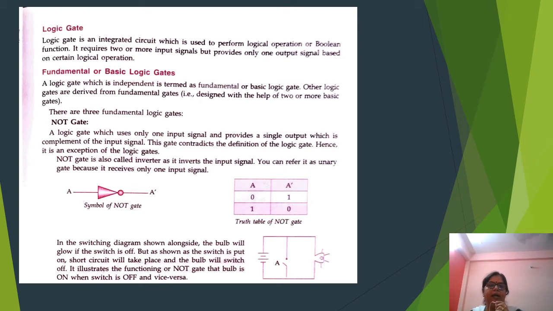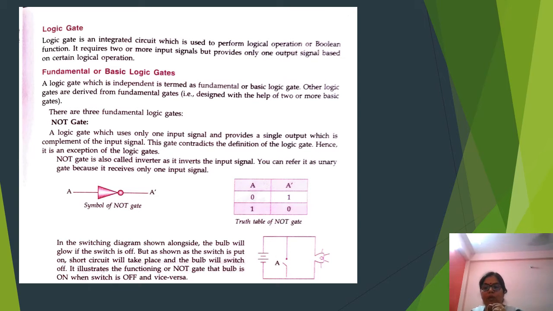Logic gate, as we all know, is an integrated circuit which is used to perform logical operations or Boolean functions. It requires two or more input signals but provides only one output signal based on certain logical operations. In a logic gate, students, a circuit is made to perform some logical operations. How are we going to solve it? With the help of Boolean functions. In this we require two or more input signals, but the output comes only as one signal.